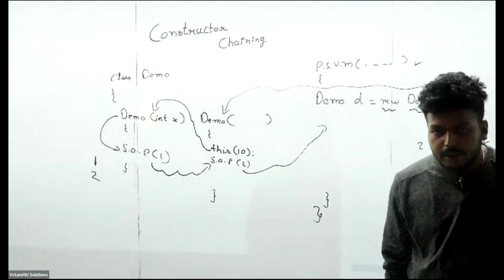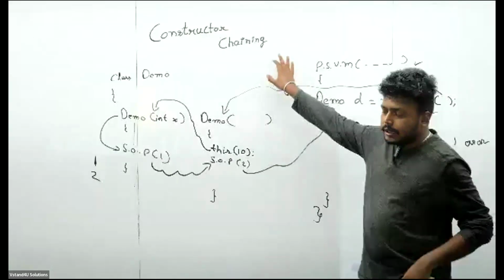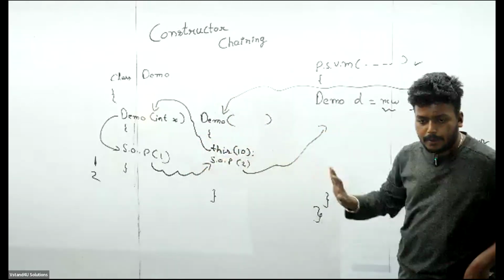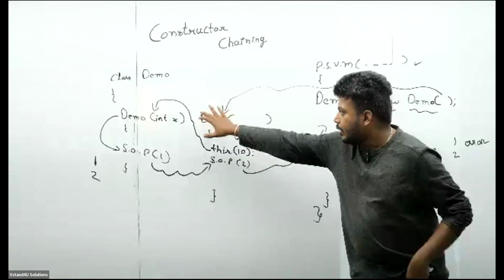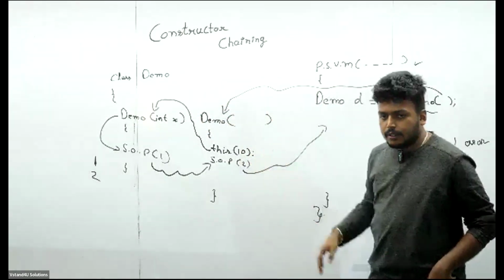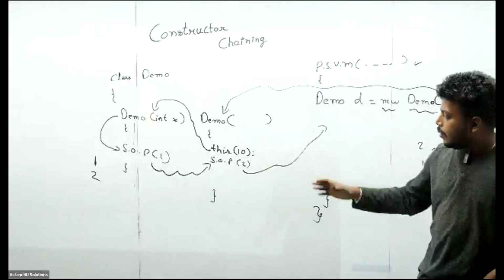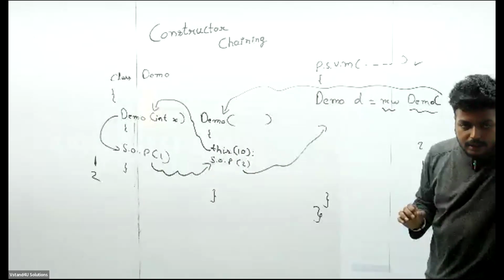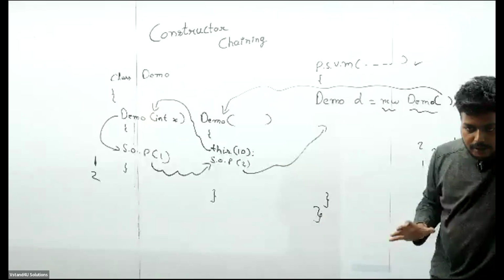Understood? See, listen. What is happening? Here, constructor chaining is happening. For constructor chaining, constructor overloading is mandatory. In constructor chaining happening in the same class, we have to make use of this statement. What is meant by constructor chaining? One constructor calling another constructor is nothing but constructor chaining. Any doubts in this?